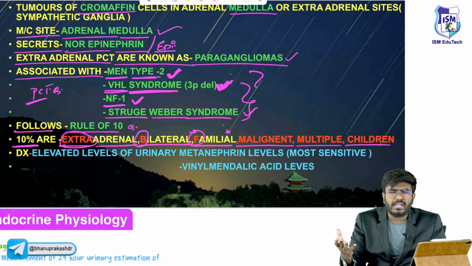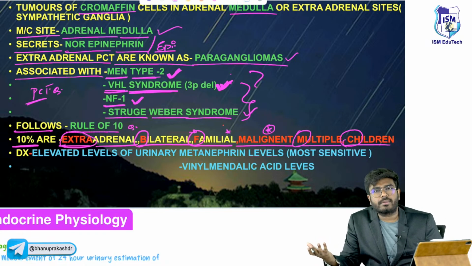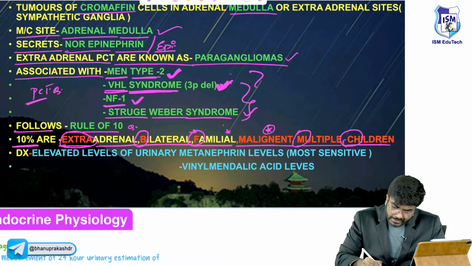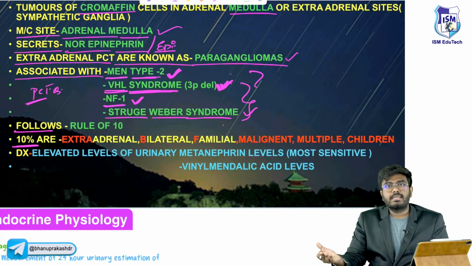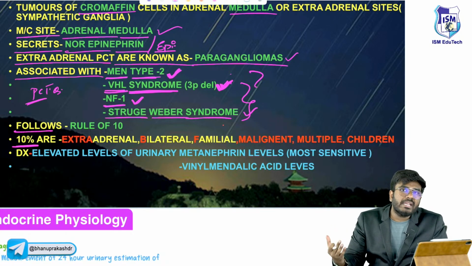BF means like, boyfriends kind of thing, right? Extra boyfriends are malignant. Do you know why? They cause multiple children. Okay, more boyfriends, more children, something like that. Okay, so what exactly I mean by here is this pheochromocytoma follows the rule of 10. 10% of the time they are extra-adrenal, bilateral, seen in children, turn into cancer.